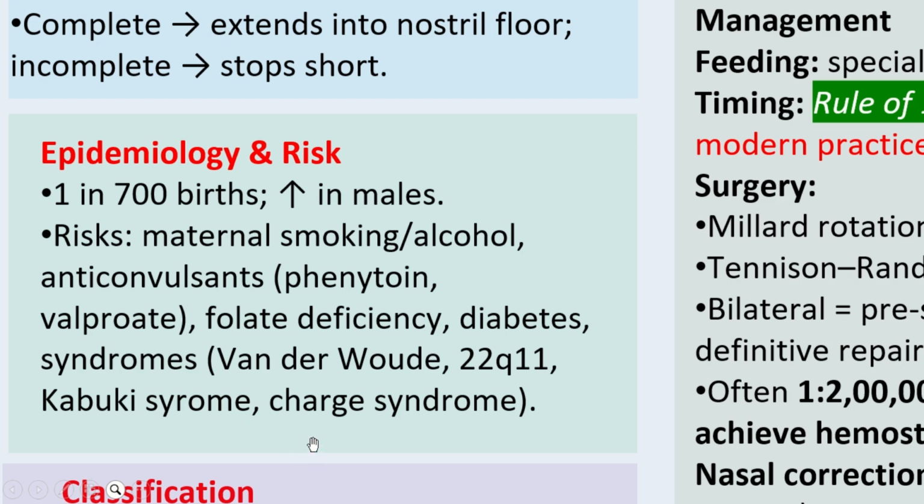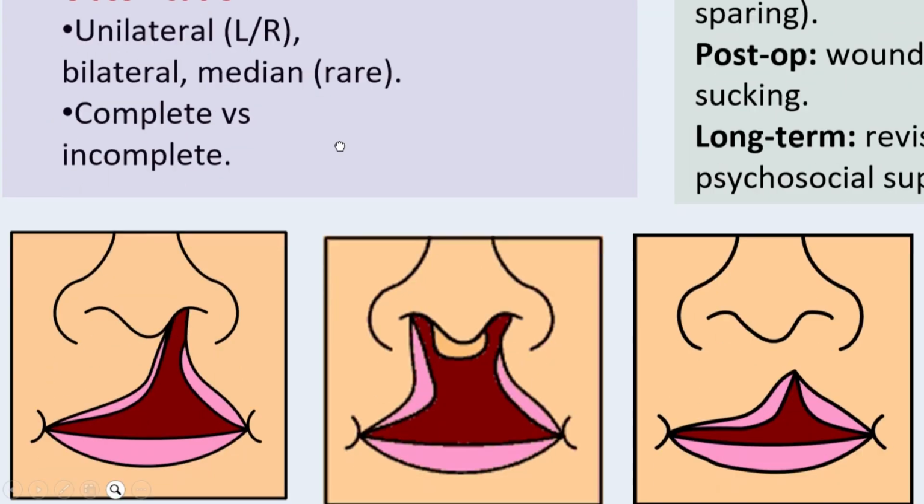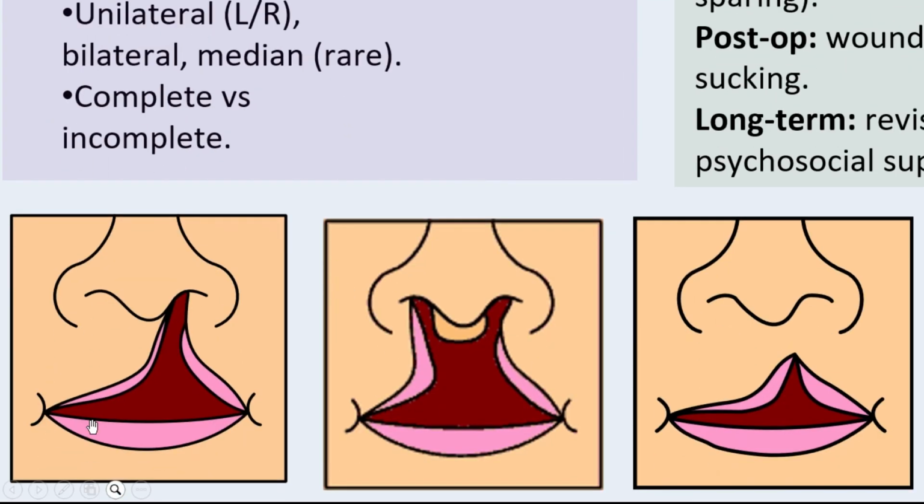So the classification, as we looked at it, we have the unilateral, that is left or right, then the bilateral, and then we have the median. Then we have the complete versus the incomplete. So this is an image showing. This is a complete cleft lip because we have it extending into the floor of the nostrils. This is bilateral complete, and this is a unilateral cleft lip.